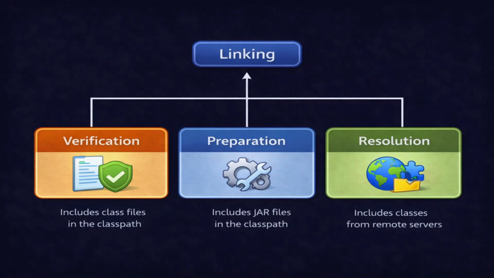Now let's move to the linking part. So what is linking? Linking is the process where the JVM checks, prepares and connects the loaded classes so they are ready to run. As you can see here, linking is categorized into three types: verification, preparation and resolution. Let's see each of these topics in detail ahead.